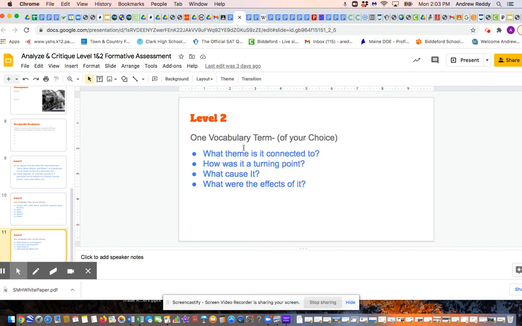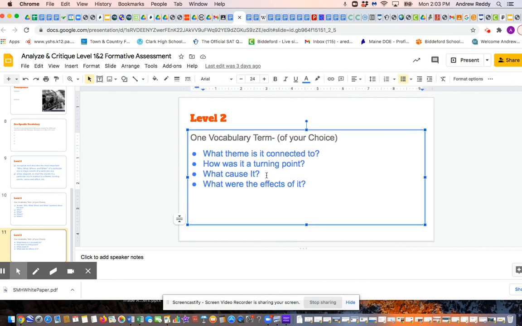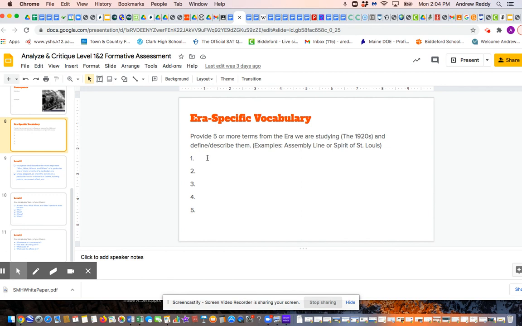Then take that same term and think, what theme from US history would the term be connected to? How was this particular term a turning point? How did it reflect a turning point or a change that occurred in the 1920s? What caused this thing to happen? What were the effects of it? What caused this person to become famous? What effects did this person have on society or culture or history? Simple questions, simple answers to these questions. And again, that is going back to one of the terms that you listed here on this slide.